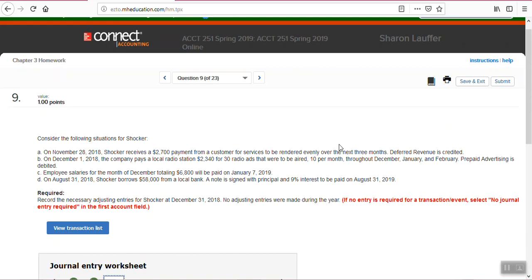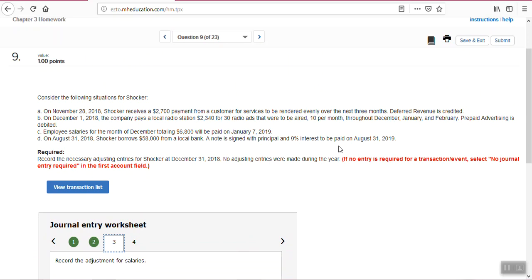All right, so let's see what C is. It says employee salaries for the month of December totaling $6,800 will be paid on January the 7th. So in this example, we have employees that have actually already expended effort. They've already given us their time in work, and we owe them that money. So that is an expense that we should recognize in December because that's when they actually did the work.